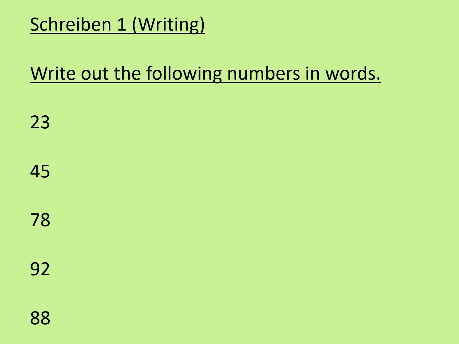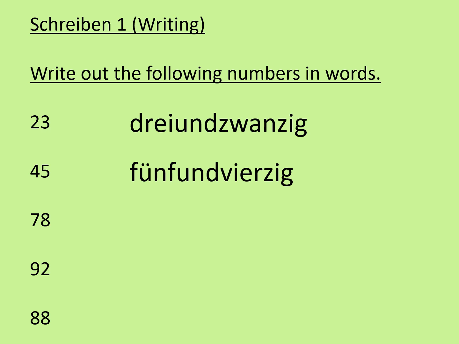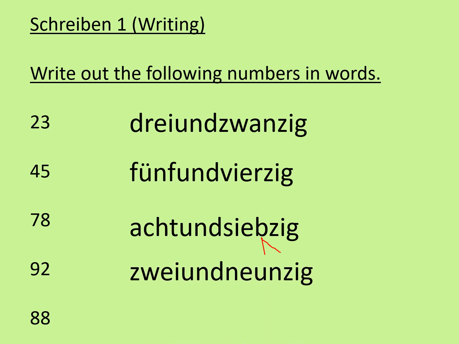Right, so what did we get for 23? 23, 3 and 20. 45, so 5 and 40. 78. Did you remember not to put 7 there? 70, not 7. 92 and 88. Well done if you got those correct.